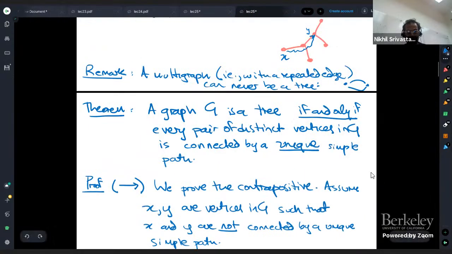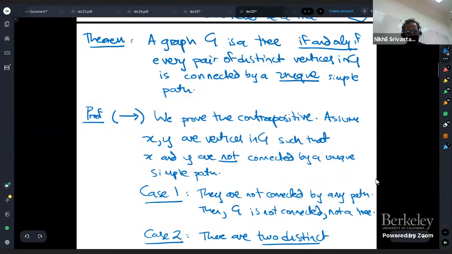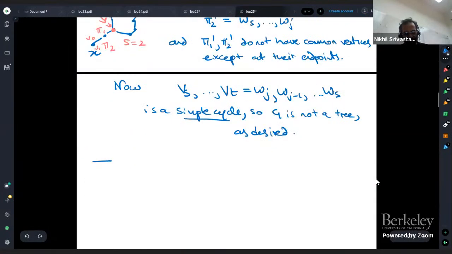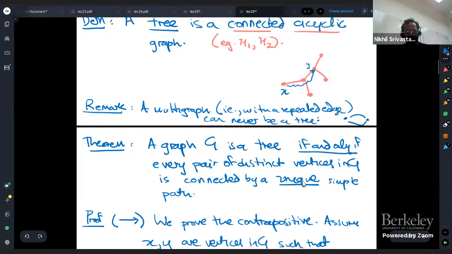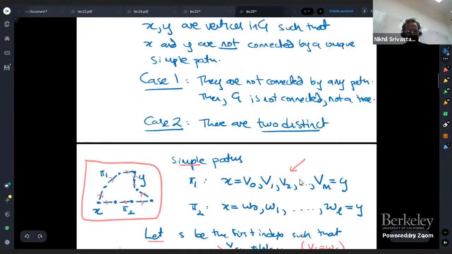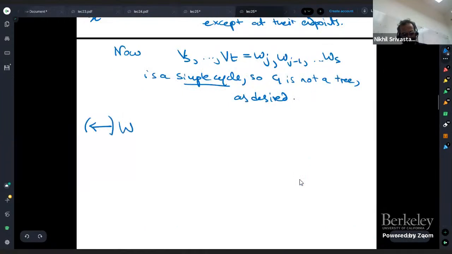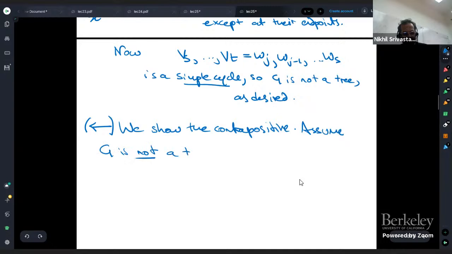Okay, let's do the other side now. The other side is to show that if every pair of distinct vertices is connected by a unique simple path, then the graph is a tree. And we'll again do the contrapositive, because it's easier. Contrapositive is: assume the graph is not a tree. So assume G is not a tree.